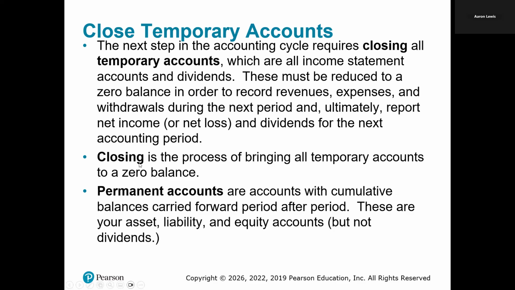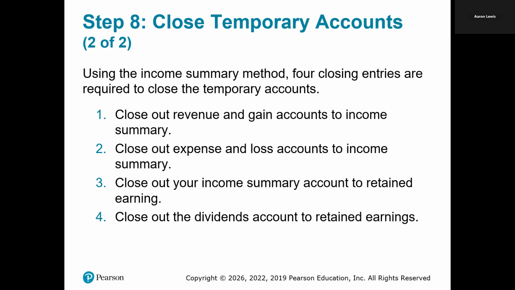So make sure that you are only closing your revenue, expense, and withdrawal or dividend accounts at the end of the period. Your assets, your liabilities, and all of your equity accounts, less anything that's to do with dividends, have to stay open. They have to stay at their current balance. They are permanent accounts. So how do we close those accounts in terms of journals?